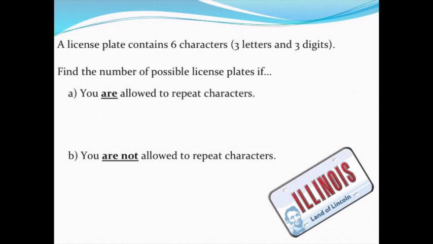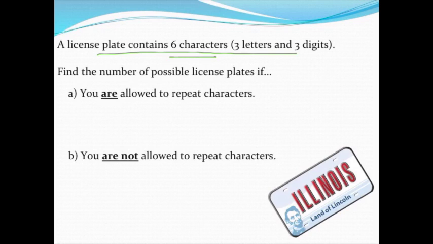Here's a classic sort of probability problem where we're asked to count how many different license plates are possible given a certain set of criteria. You may also see this problem done as a telephone number, like how many telephone numbers are possible, and so on. And so in this case, let's go ahead and do the blank space method.